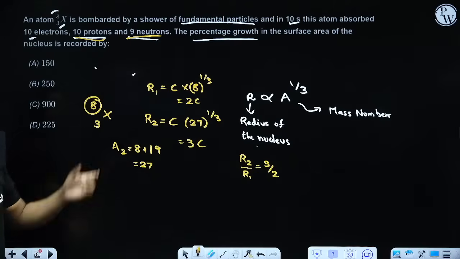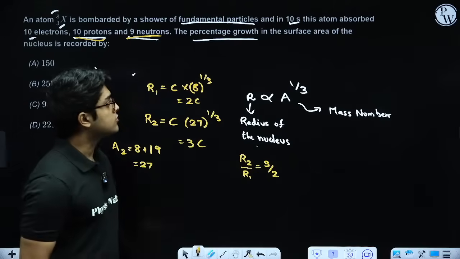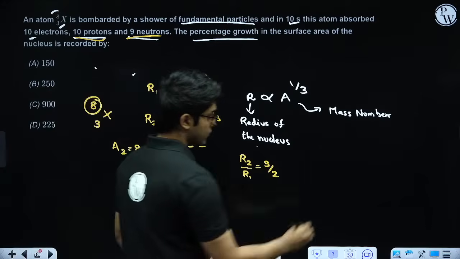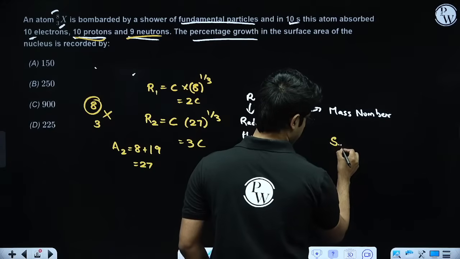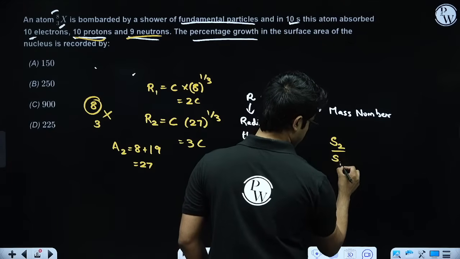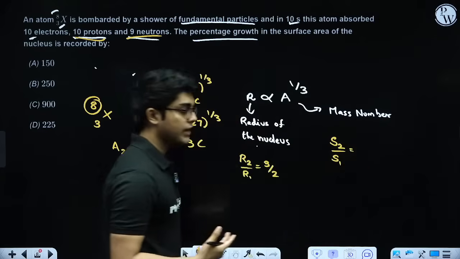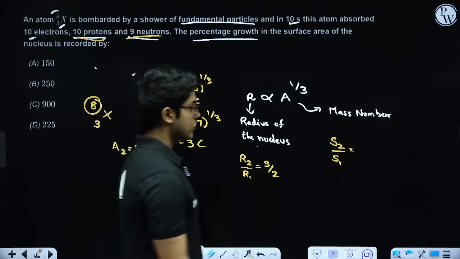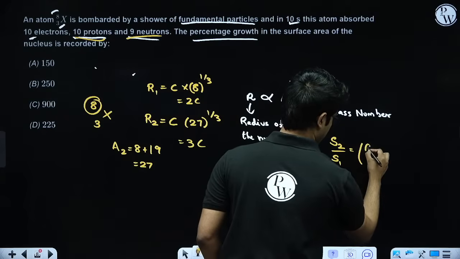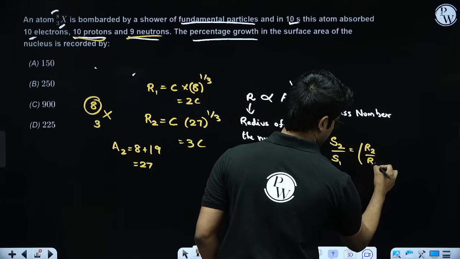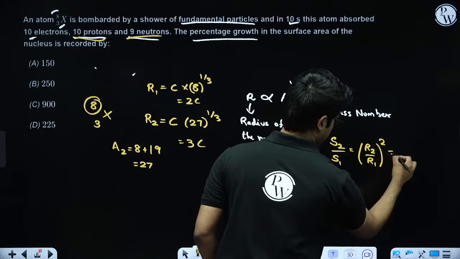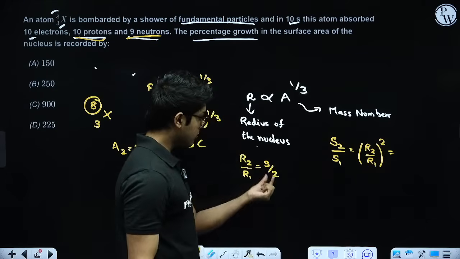Now we need the surface area, so we'll square it. The surface area, let's use the symbol S. So S2 divided by S1 is proportional to the radius squared, so this will be R2 by R1, the whole squared. And so this will become 9 by 4.